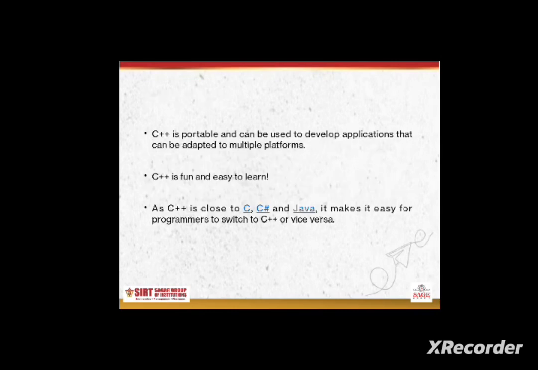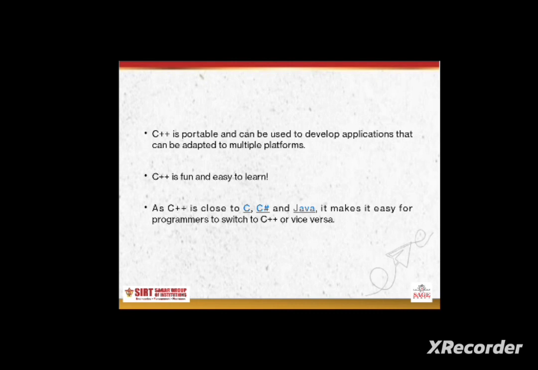And C++ is portable and can be used to develop applications that can be adapted to multiple platforms. That means C++ is a very portable language. We can easily use C++ programming code in different languages also. For example, if we write any program in C++, we can use those code words in Java programming and any other languages. And C++ is fun and easy to learn.